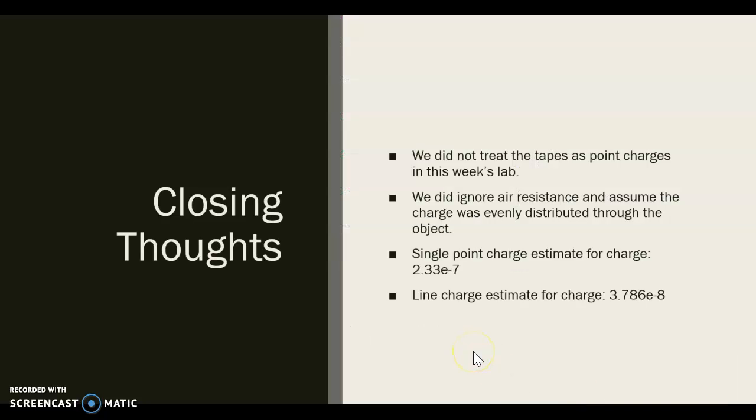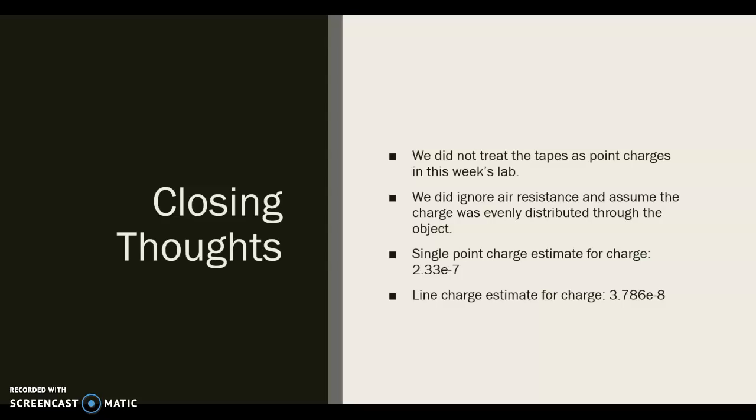So some closing thoughts, answering some of the closing questions that were given for this lab. We did not treat the tapes as point charges in this week's lab, so we made sure to take small pieces of the charge and small pieces of the length to more accurately make a picture of how the electric field affects the top tape from the bottom tape.